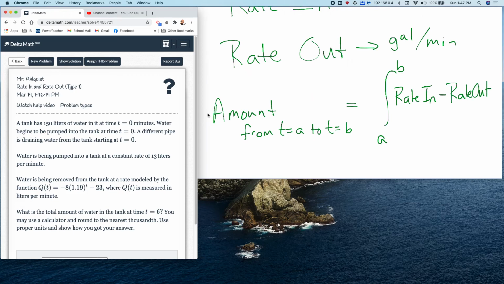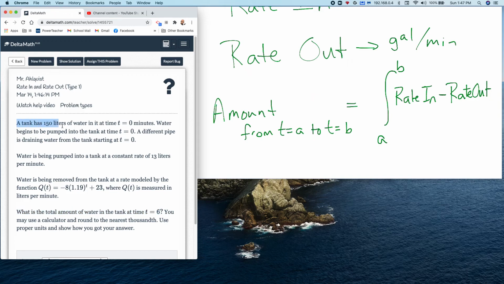Because we have to figure out how much is going in and how much is going out. The integral of the rate in minus the integral of the rate out would give us the amount left. So water is being pumped into a tank at a constant rate. Here is the in, pumped in at a constant rate of that many liters per minute. Water is being removed from the tank at a constant rate given by that. What is the total amount of water in the tank at time t equals 6?